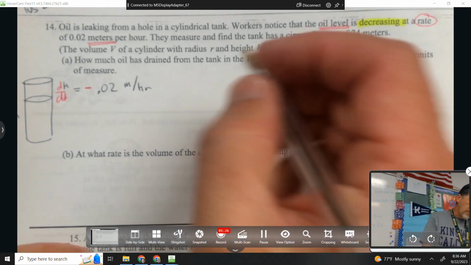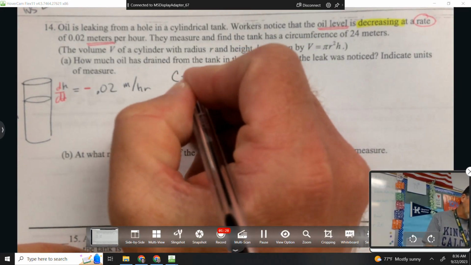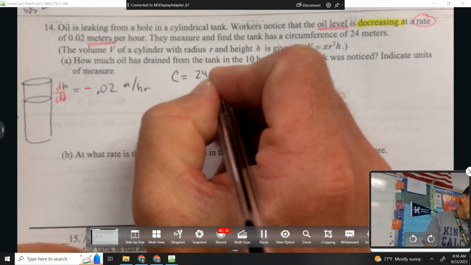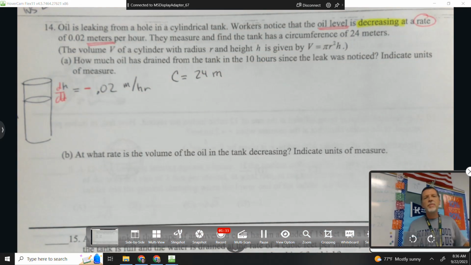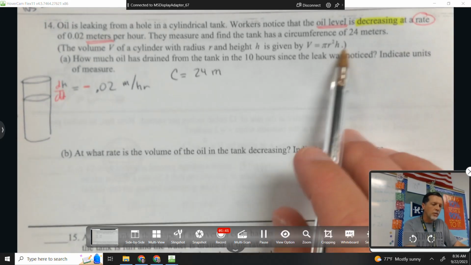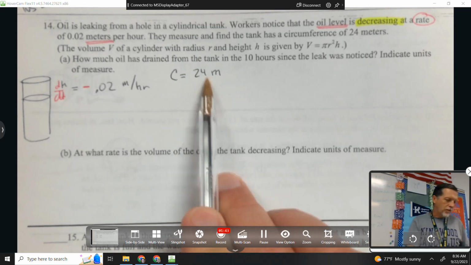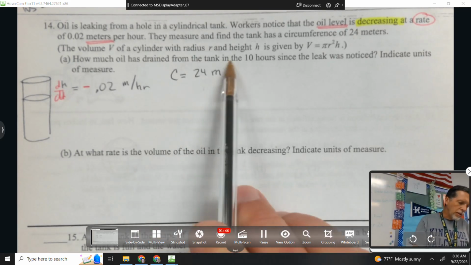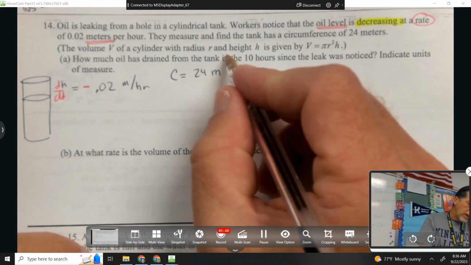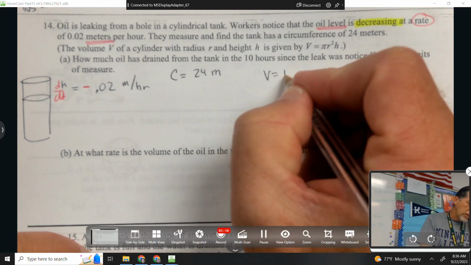They measure and find that this tank has a circumference of 24 meters, which is okay. I know I'm going to need the radius, so why didn't they just tell me the radius? They're kind of just messing with me here. I'll have to figure out the radius from that. The volume of a cylinder with radius r and height h is pi r squared h.